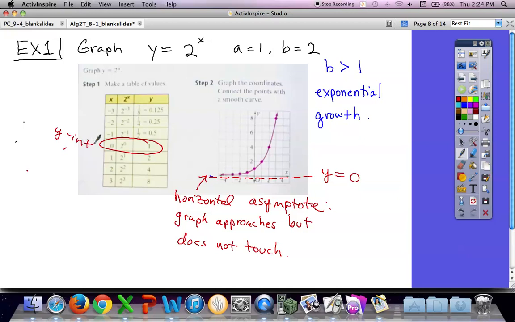If you notice in this function right here, we didn't have an a. You didn't see an a in front. There was not another number shown. That meant that a equals 1, and that is why this thing equals 1.